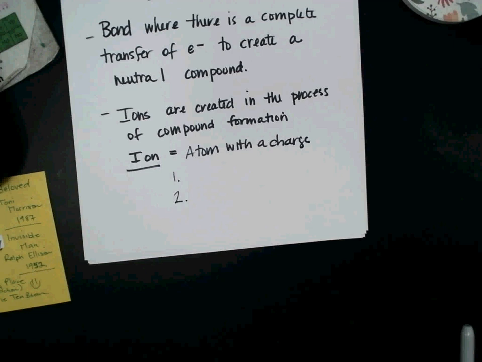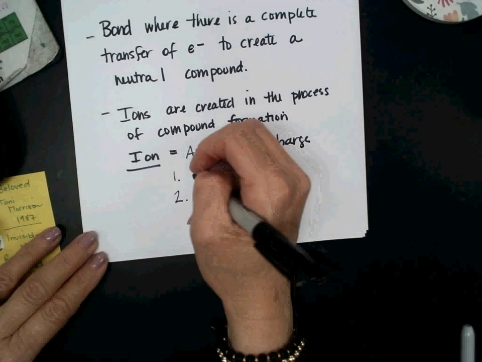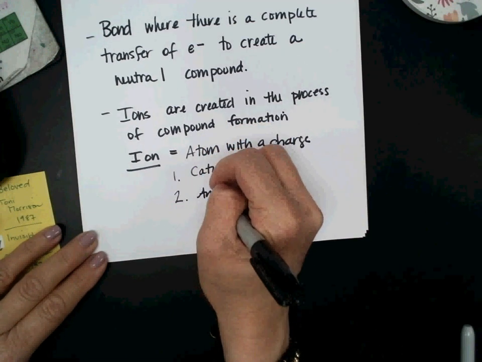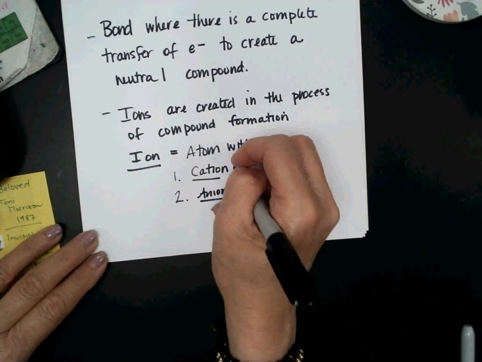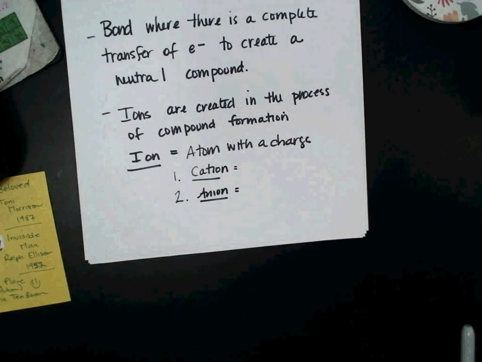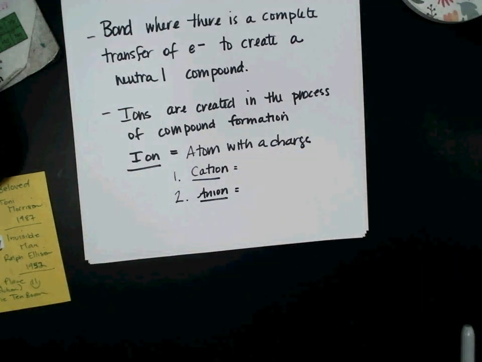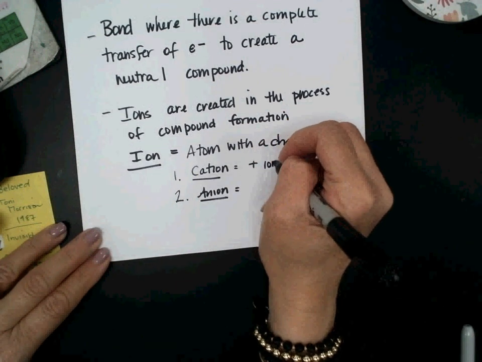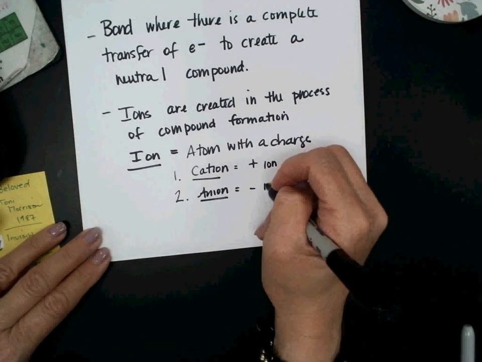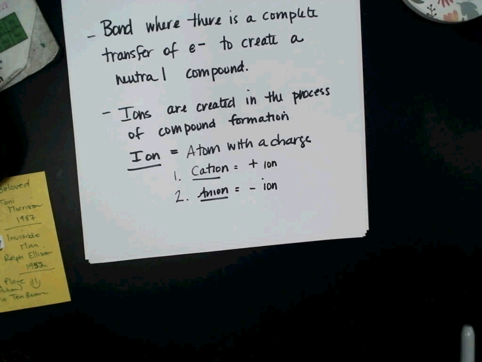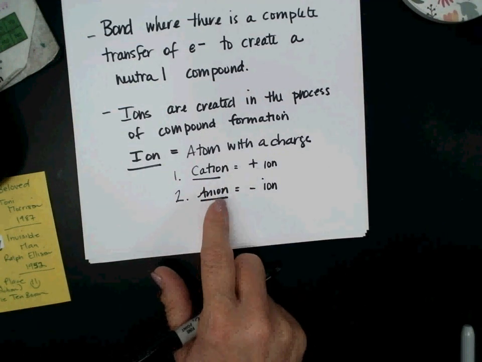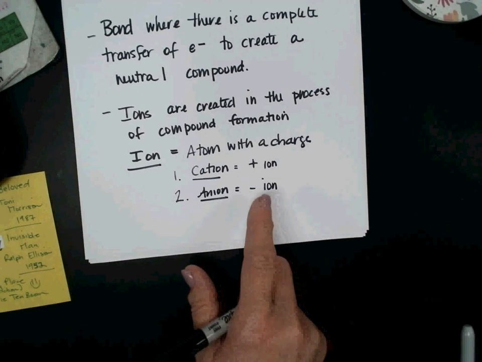Katie, tell me what they are. Cation and anion. Very good. Now my next question would be, which one of those is positive? Chris? Cation. So this is a positive ion, and this is a negative ion. If I have a cation, I would say an atom with a positive charge. If I have an anion, I would say an atom with a negative charge.